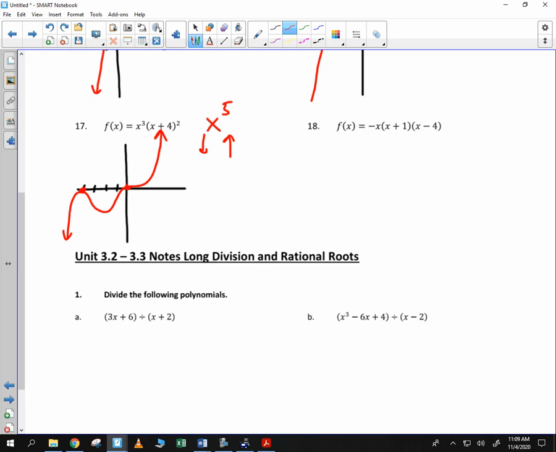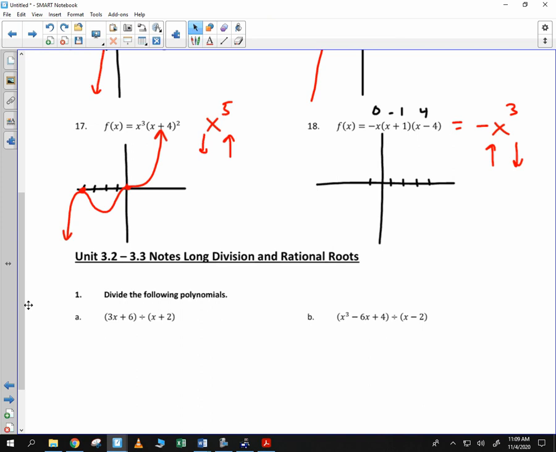Multiply these, you get a negative x cubed. It will end down because it's negative, start up because it's odd. They start and end in opposite directions. Go ahead and mark it out, 0, -1, and +4. There we have it.